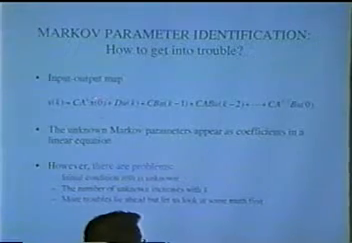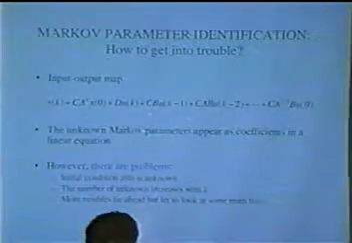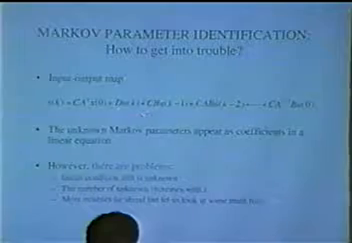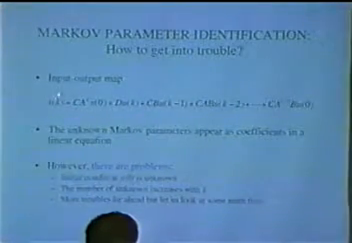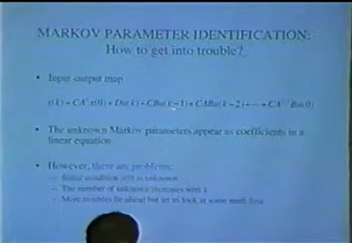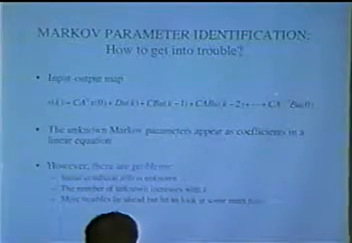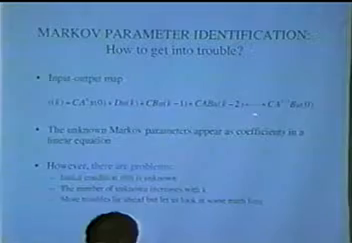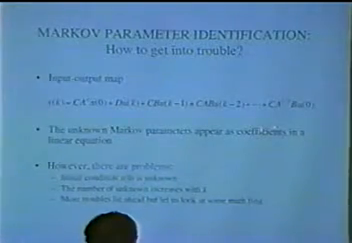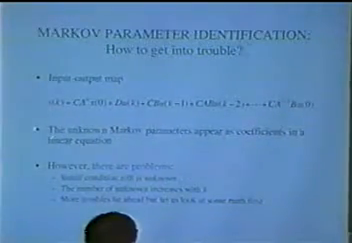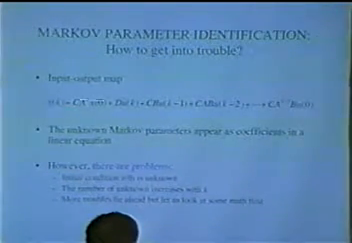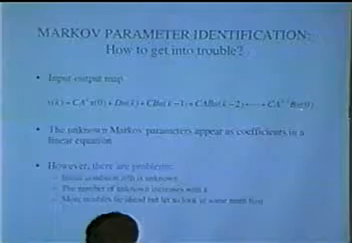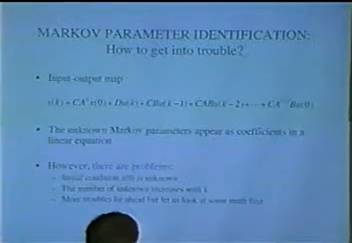We don't know x0. Second, the number of unknowns in this equation increases with k. You can see if this is yk, then the Markov parameter required is CA to the power k minus 1 B. Okay? So the number of unknown Markov parameters increases with k in this linear equation. Okay? So that could cause some trouble, but let's look at some math.